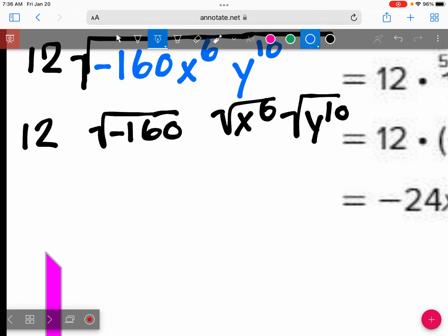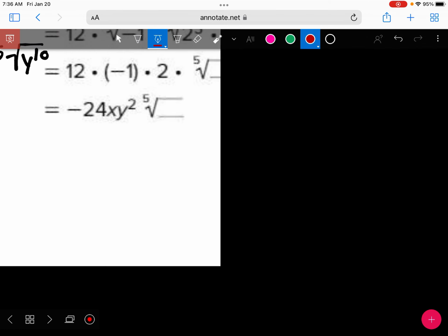Anyway, we're going to take all these pieces and we're going to simplify them. So 12 just coming down. He's just hanging out. What are we going to do for this negative 160? How can I simplify this? Birthday cake. Let's do it. I'm going to do it off to the side over here.